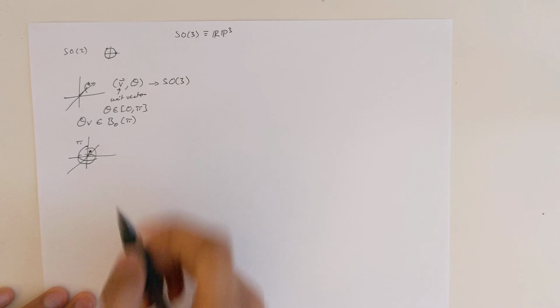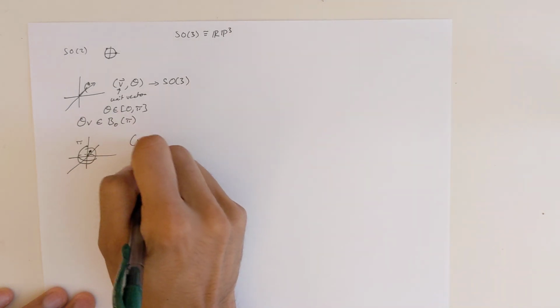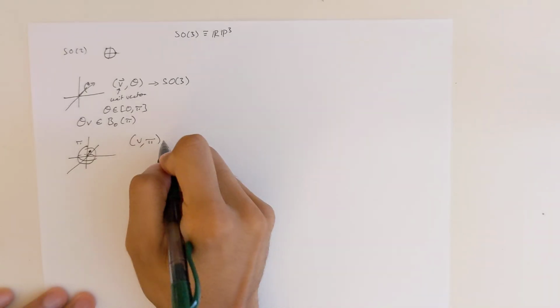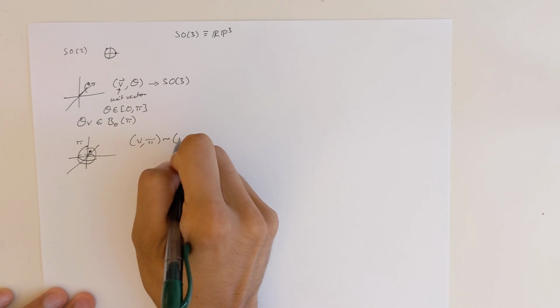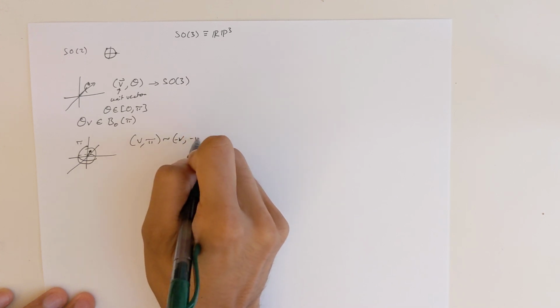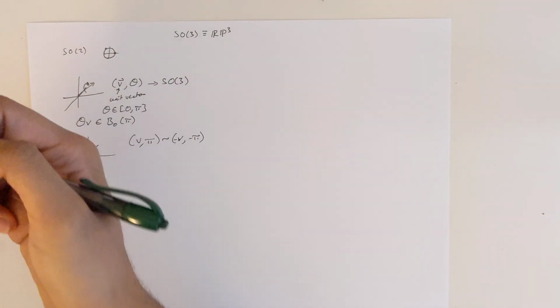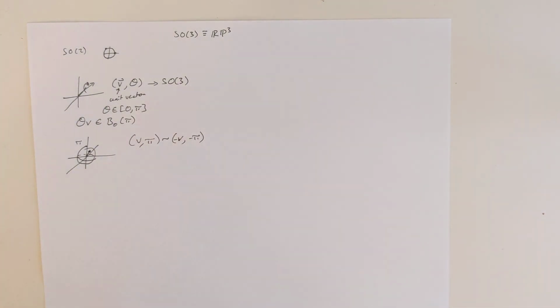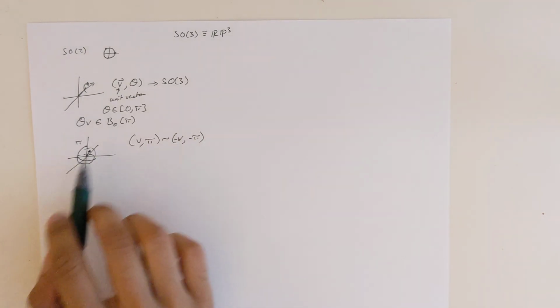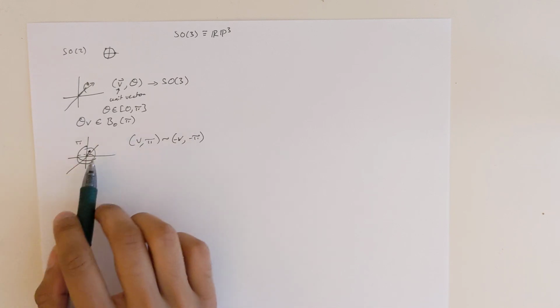And that's because if you look at (v, pi), in other words, rotating about this vector by 180 degrees, then this is the same as (minus v, minus pi). So if you rotate by 180 degrees in some plane, then that's the same thing as rotating negative 180 degrees in that plane. And that means that these two opposite points of the unit ball of radius pi should actually be identified.